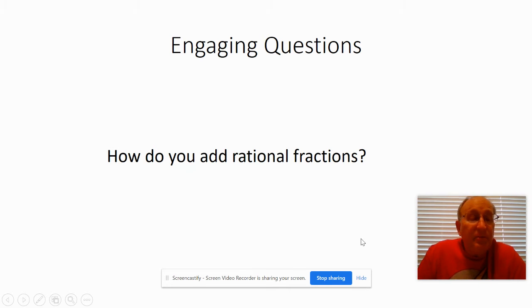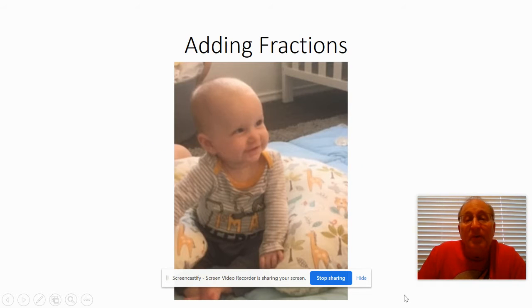Hello, we're going to be talking about rational fractions. So the first thing is, how do you add rational fractions? Well, first, let's talk about adding fractions.